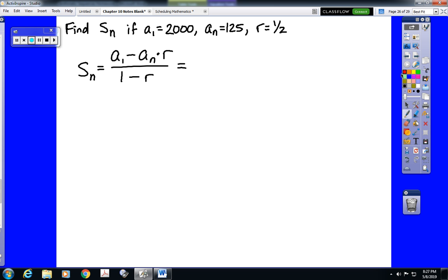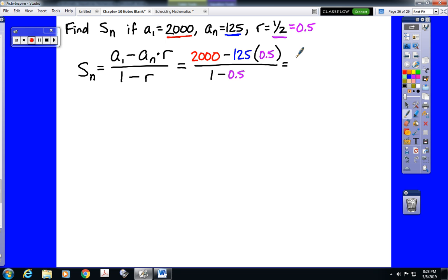So we have three numbers again. We have a1 is 2,000, we have an is 125, and we have r is 1/2. Now I'm going to go ahead and convert 1/2 into 0.5 because it's a really nice decimal, and that will actually make our lives a little bit easier. So a sub 1 is 2,000 minus a sub n, which is 125, times r, which is 0.5, over 1 minus 0.5.